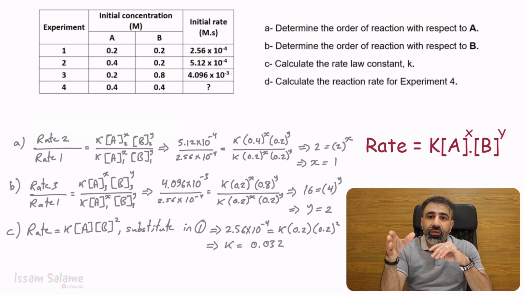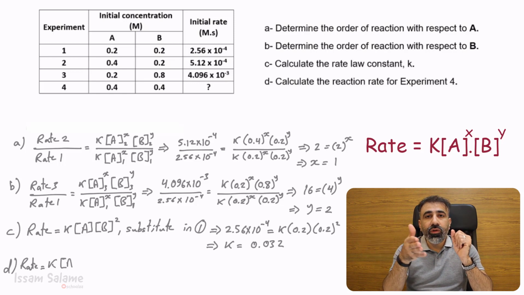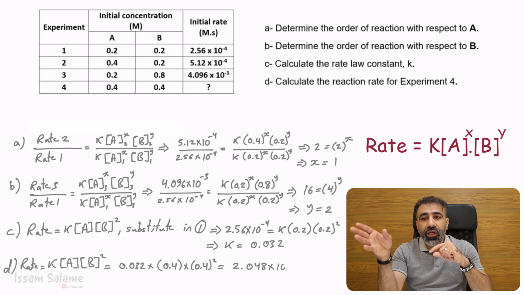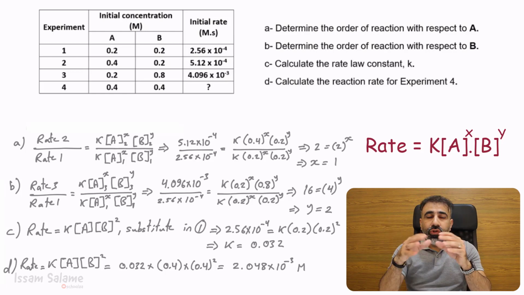For the last part, I have to calculate the rate of experiment 4. Now I have K and I have the concentrations with their powers. I simply replace them in the formula. Rate is equal to K, concentration of A to the power 1 times concentration of B to the power 2. I put 0.032 times 0.4 times 0.4 squared. The answer is going to be 2.048 times 10 to the power negative 3 molar per second.